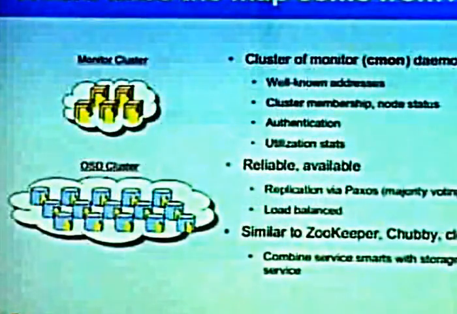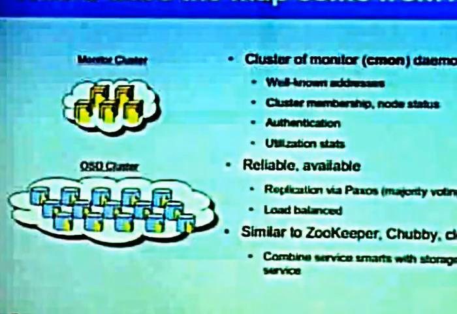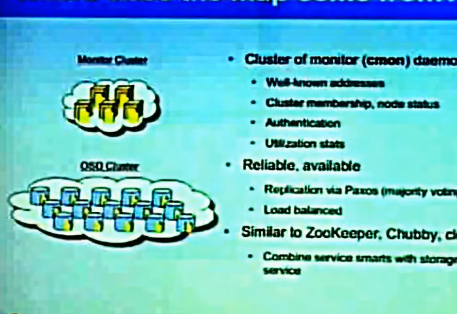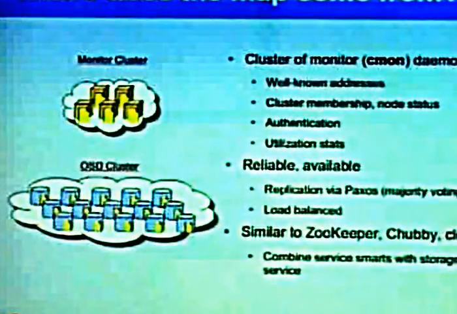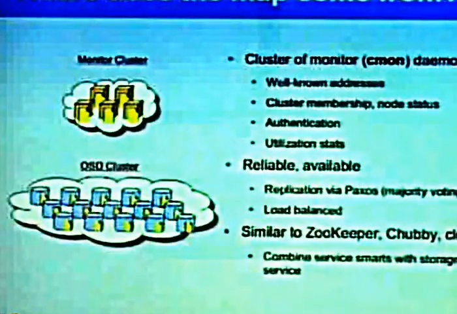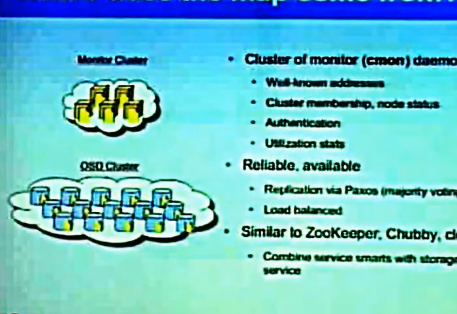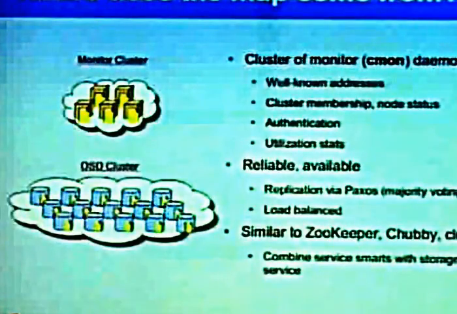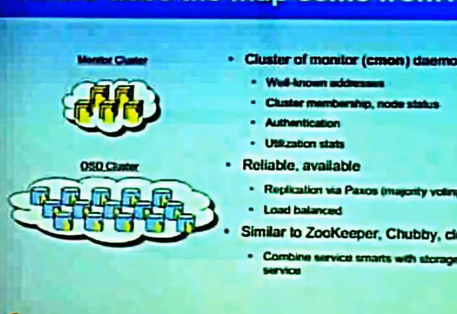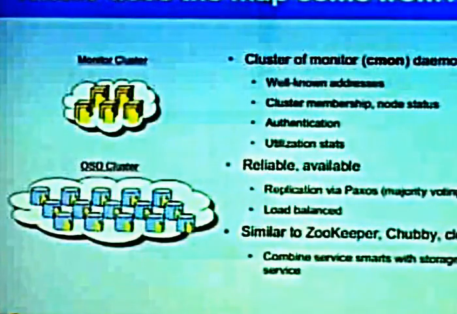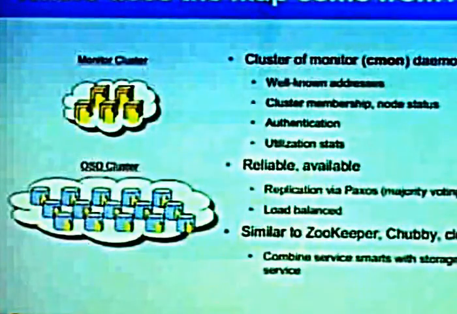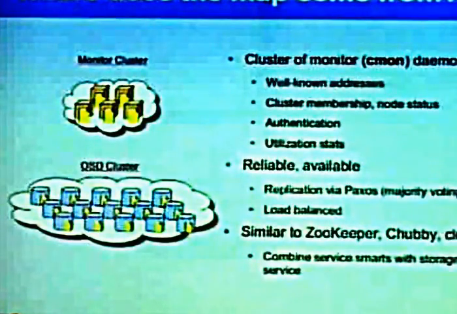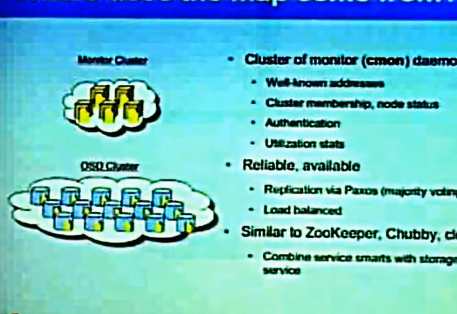Where does this map come from? There is a separate cluster of monitor daemons, ceph-mon daemons, that are responsible for managing all the shared centralized cluster state. They bind to well-known addresses so that when you start talking to the system, you know who to initially talk to in order to get authorized to participate in the cluster. So they keep track of cluster membership and node status. They handle authentication. They aggregate utilization statistics, so you can do things like a df and find out how much storage you're actually using. And those daemons are reliable and highly available.